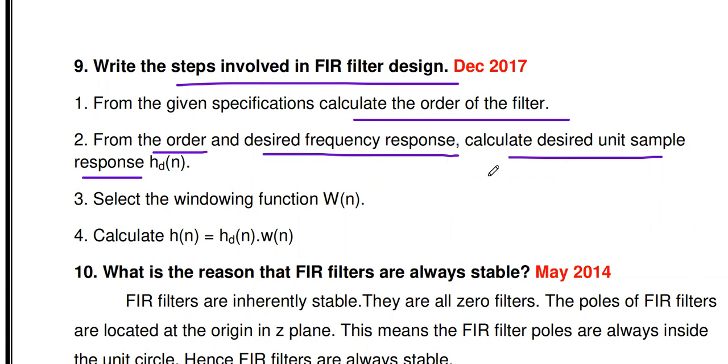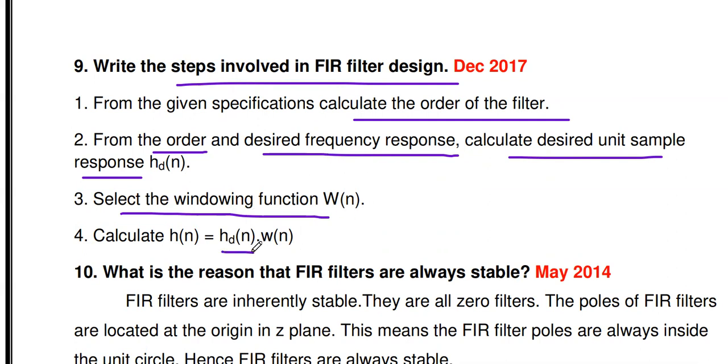Okay, so from the Hd of e power j omega, it is called the desired frequency response. Using the desired frequency response and order N value, we have to find small hd of n. Then we have to select the windowing function, w of n. That is, we select either a rectangular window, Hanning window, Hamming window, or Kaiser window, any window.